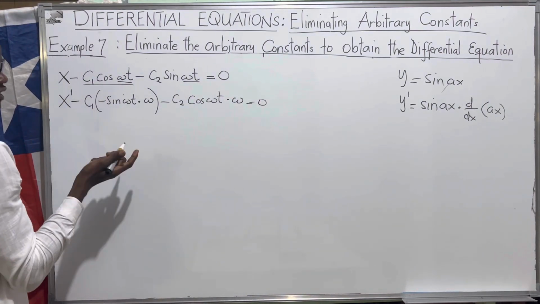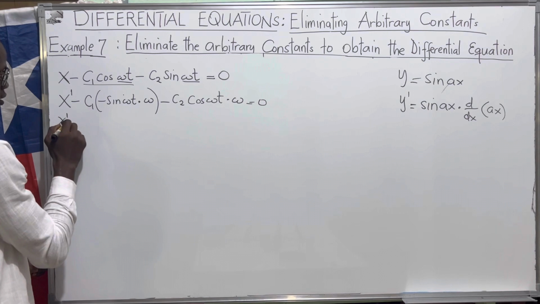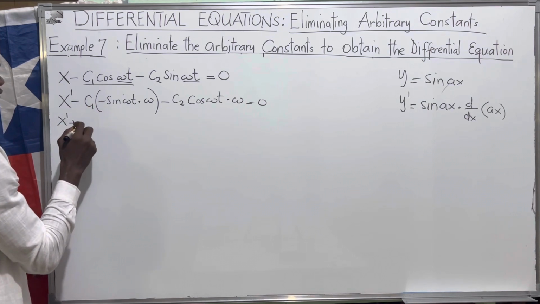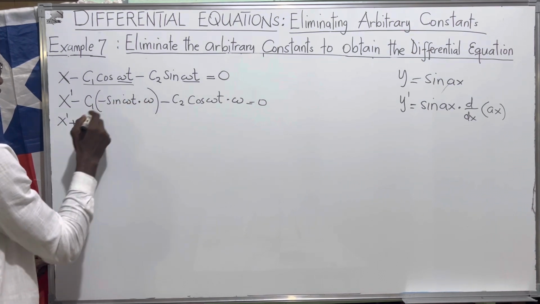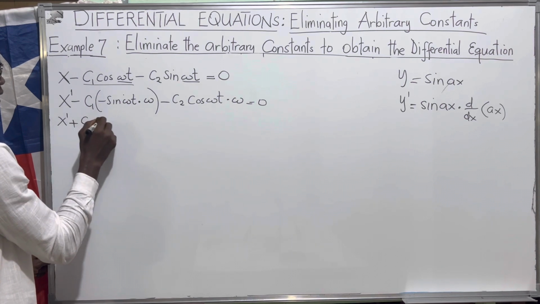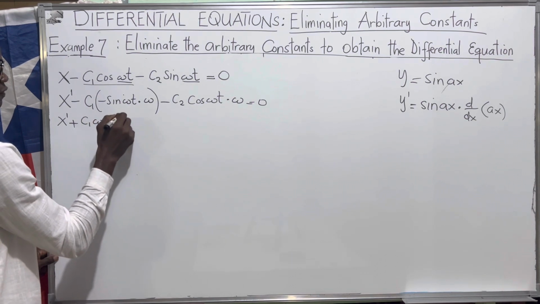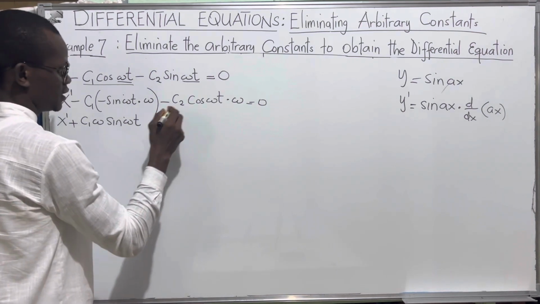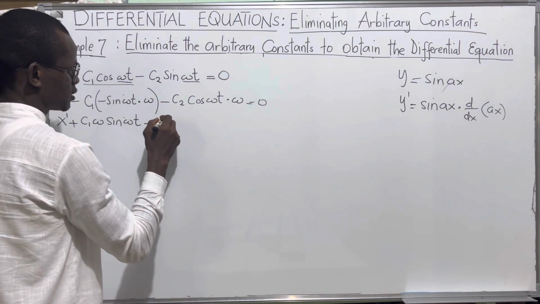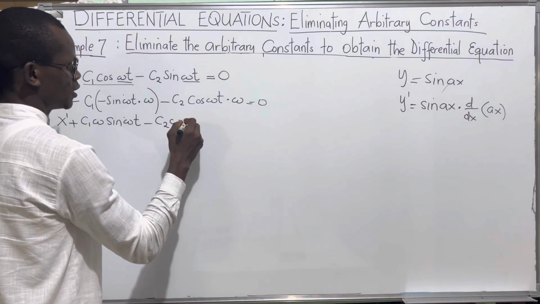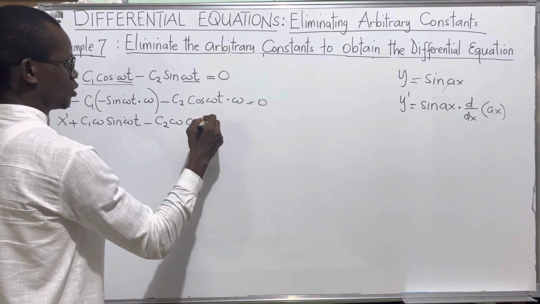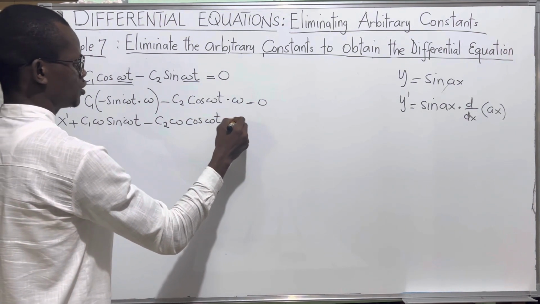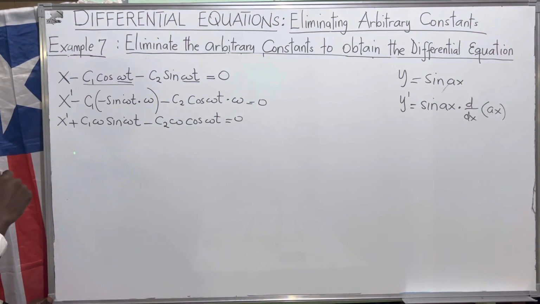So that's the first derivative, but let's simplify first. Negative and negative is positive. So this now becomes c1 omega sine of omega t, and then minus c2 omega cos of omega t, or equals 0. So we have differentiated for the first time.